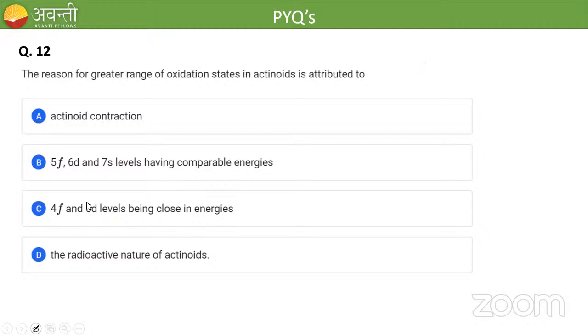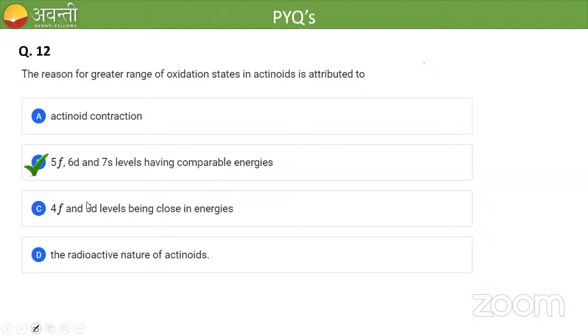Okay, fine. Many of you are going for option B. Yes, option B is the correct answer. We have studied that the most common oxidation state for lanthanoids is +3, and actinoids exhibit variable oxidation states. I already gave the reason: because of the comparable energies of 5f, 6d and 7s orbitals in actinoids, they exhibit a greater range of oxidation states. So option B is the correct answer.